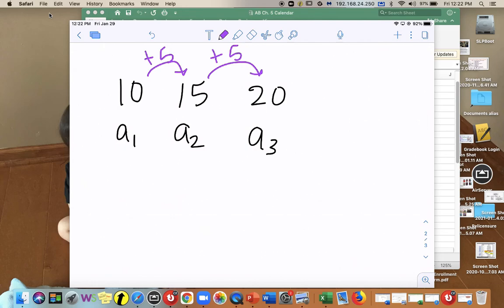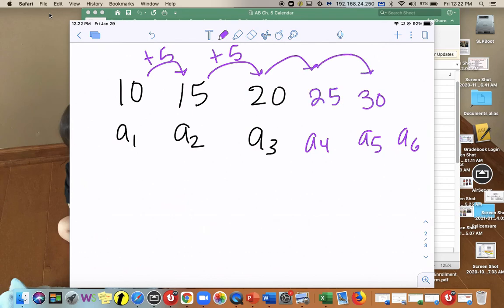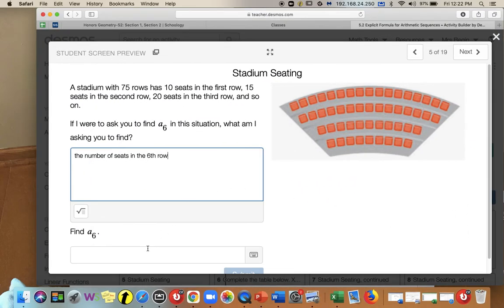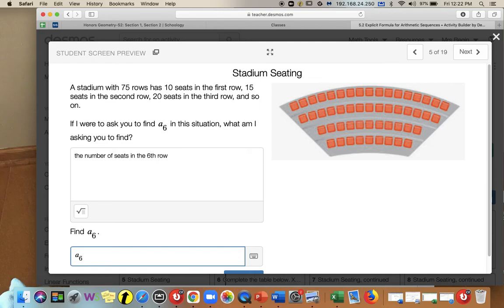And again, we want the sixth row. So here's a sub 4, a sub 5, a sub 6. So I can just keep adding 25, 30, 35. So in the sixth row, there's 35 seats because we're just adding 5 every time. So again, you can say a sub 6 equals 35 seats. You could say just 35, and that would be fine. All right.